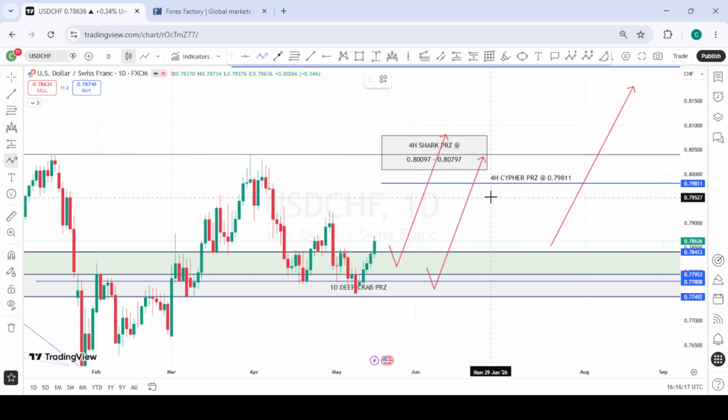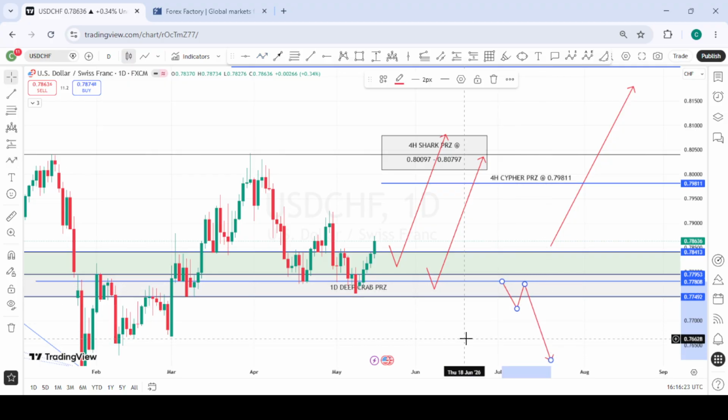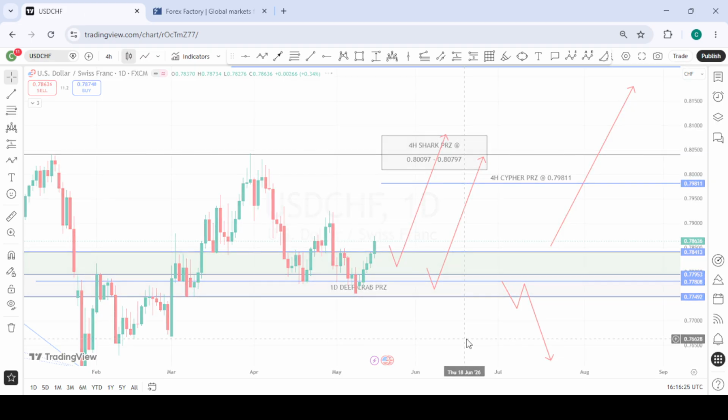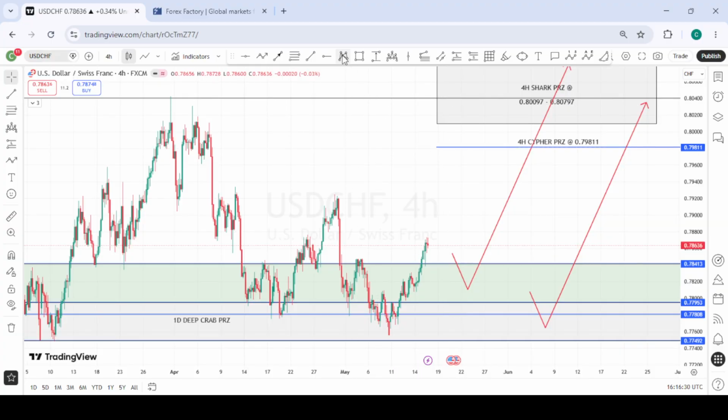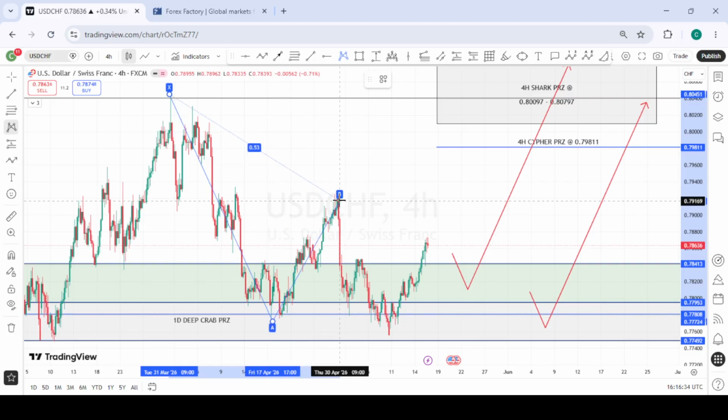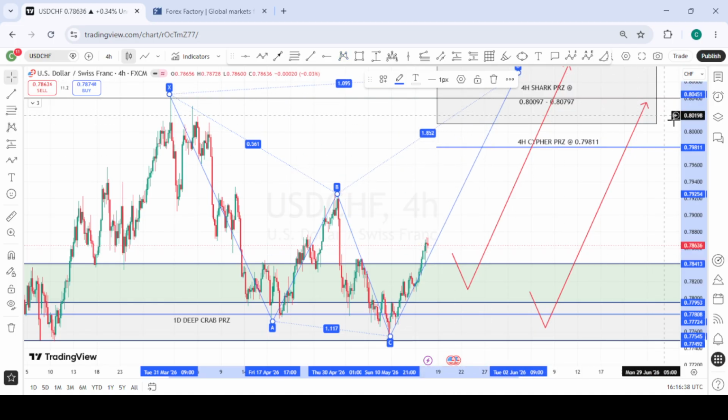If price finds its way to break this zone and clear these daily structures, then we know we have shifted bearish. But until then, we are going to look at the bullish side of things for USDCHF. So this is the harmonic pattern that is developing. This is the X, this is the A, this is the B leg, this is the C leg, and we are looking forward to a D leg all the way up.